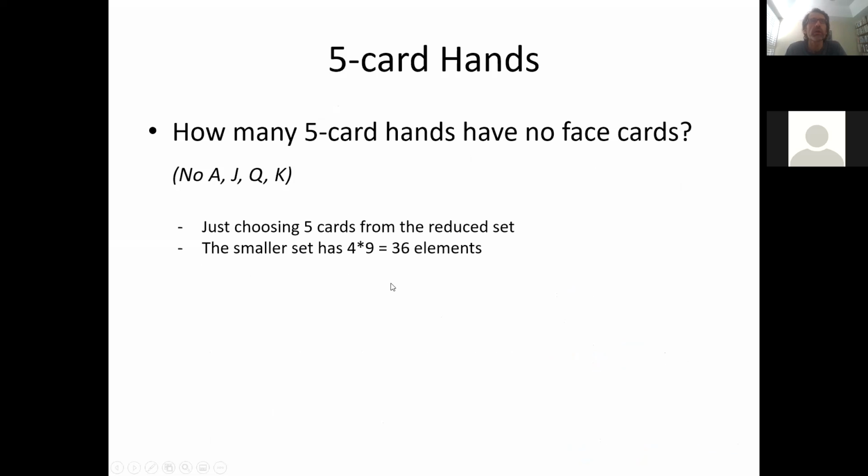So okay, another constraint. There are no figures, otherwise called face cards. So that's easy. You just choose. The cards are just numbers. So you're basically choosing from a reduced alphabet instead of the full set, right? Instead of all cards, you just kick out all the figures. So you have only 9 cards in each suit, so you have 36 cards.